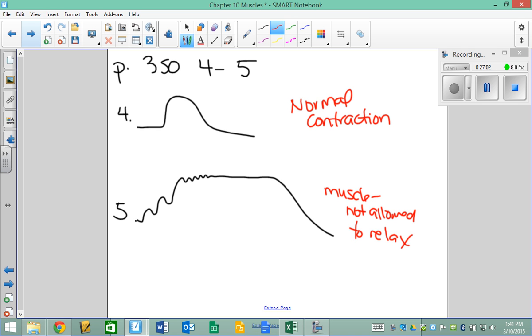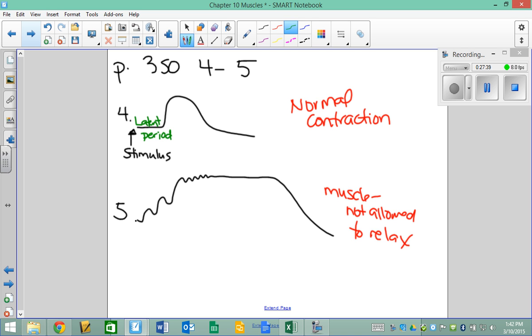Normally during muscle contraction, you have what is called the latent period. This is the space between the stimulus and when your muscle actually starts contracting. So in your textbook, there's like a little arrow right there. That's the stimulus. That's something that's telling your muscle to contract, and then it doesn't happen instantaneously. There's a space, and your muscles have to contract.